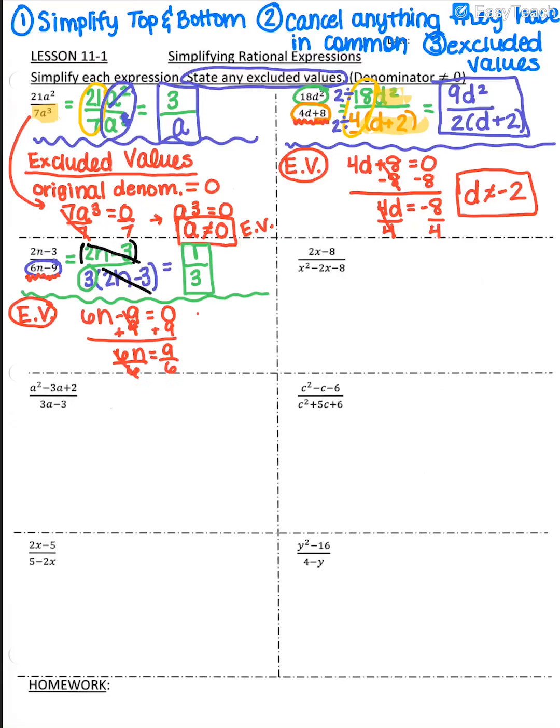So I get n equals 9 over 6, which I can divide them both by 3, and I get n equals 3 over 2 as my excluded value. And again, we're going to make that not equal.